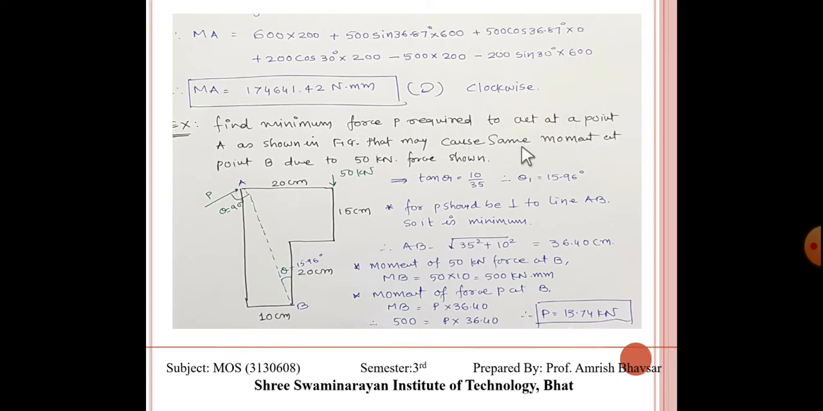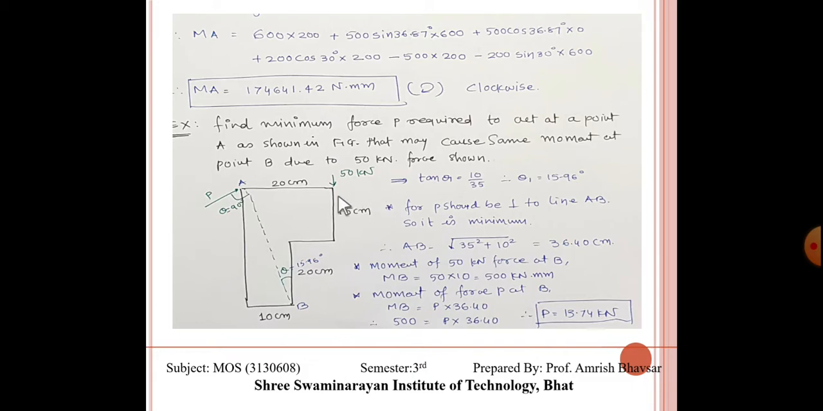Now find the minimum force P required to act at a point as shown in the figure that may cause the same moment at point B due to the 50 kilonewton force. Understand this figure. Here A and B are both points, and the dimensions are given. The 50 kilonewton force will create a moment at B, but we have to find the minimum force which creates the same moment at B.